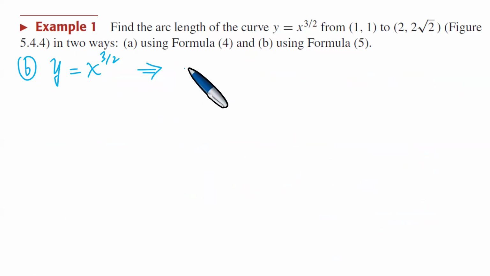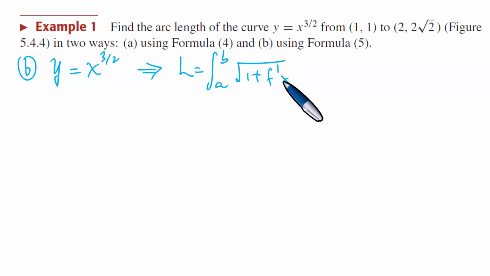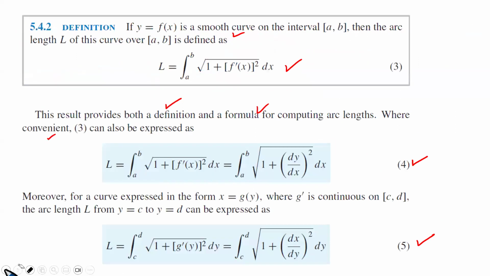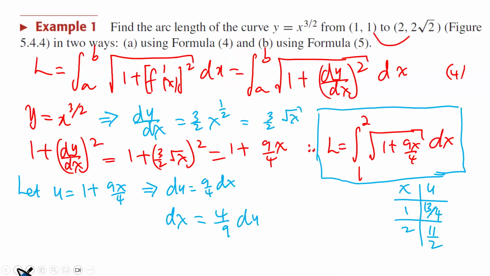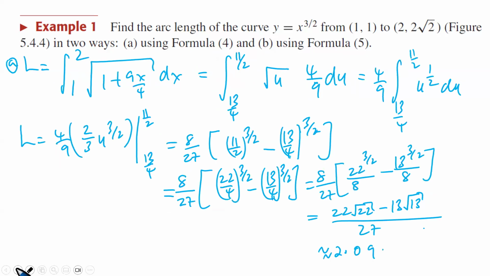Now remember that the other formula says the integral from a to b, the square root of 1 plus f prime of x squared is the arc length, like this. It is g of y, in which case it is exactly this one here. So it's the integral from c to d of g prime of y, with dx over dy, dy.